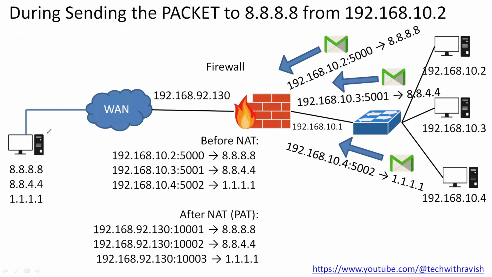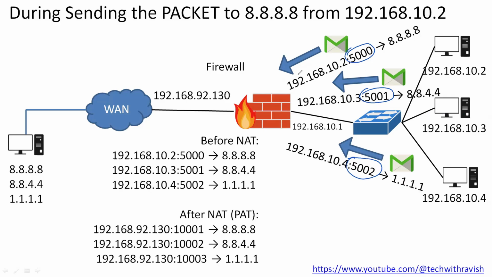Let us assume these are the users having IP addresses 8.8.8.8, 4.4.4.4, 1.1.1.1, and these are my source IP addresses: 192.168.10.2, 192.168.10.3, 192.168.10.4. When the traffic is forwarded from 192.168.10.2 to 8.8.8.8, we can see that some port number will be added automatically, because on the wide area network there will be one IP address that is used to carry all the traffic.